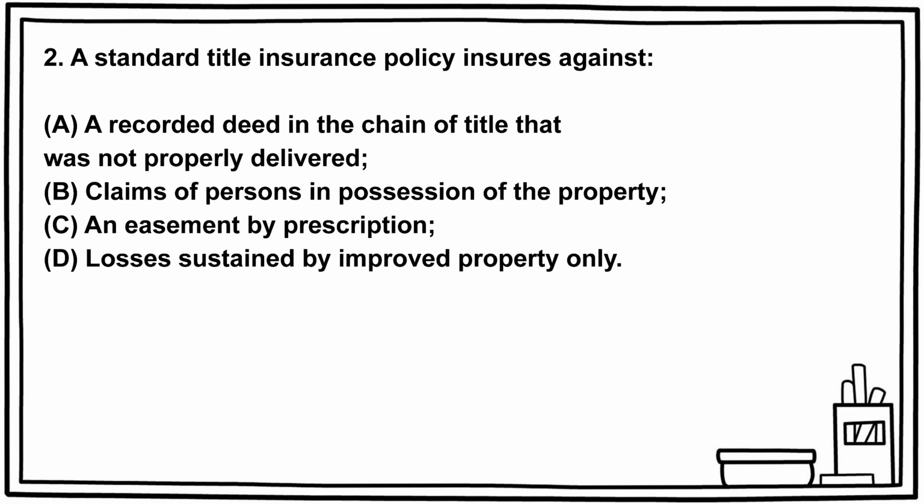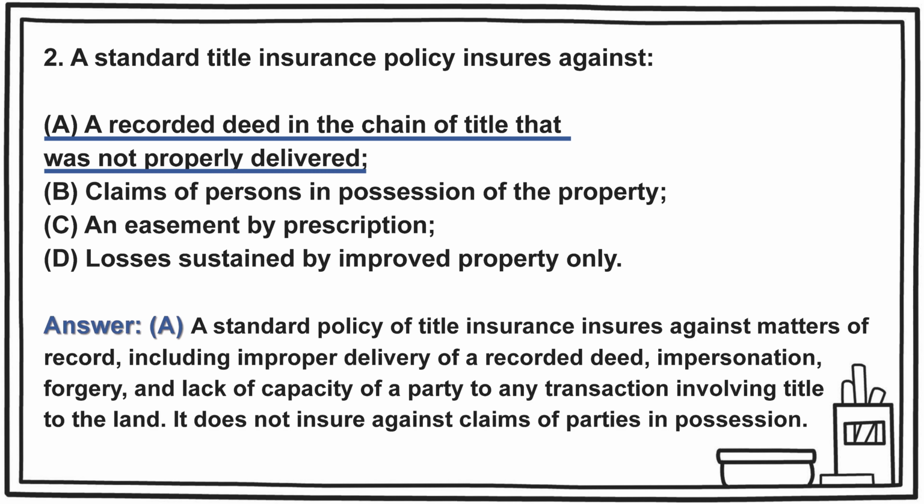2. A standard title insurance policy insures against A. A recorded deed in the chain of title that was not properly delivered. B. Claims of persons in possession of the property. C. An easement by prescription. D. Losses sustained by improved property only. Answer: A. A standard policy of title insurance insures against matters of record, including improper delivery of a recorded deed, impersonation, forgery, and lack of capacity of a party to any transaction involving title to the land. It does not insure against claims of parties in possession.